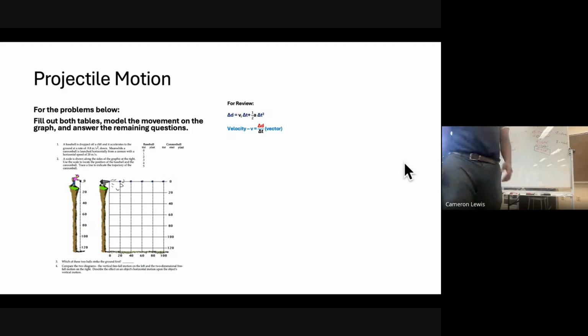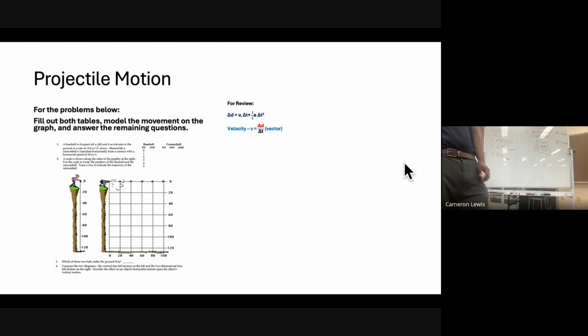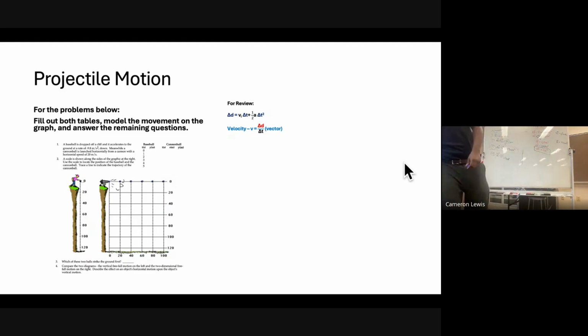What we want to do is take this baseball problem and model it over here. In the top right corner, there's a little table right there. We want to model this so that we make this table. What does it have? It has the time and the displacement, really the y, for the baseball.